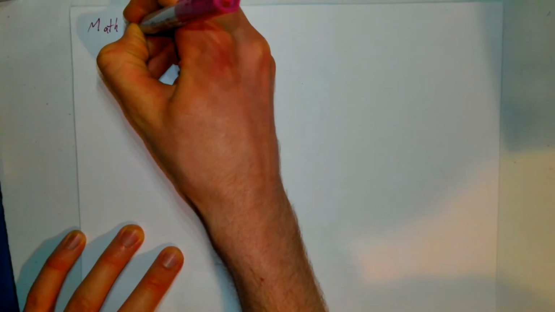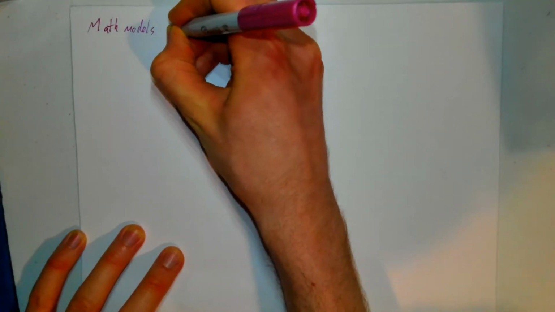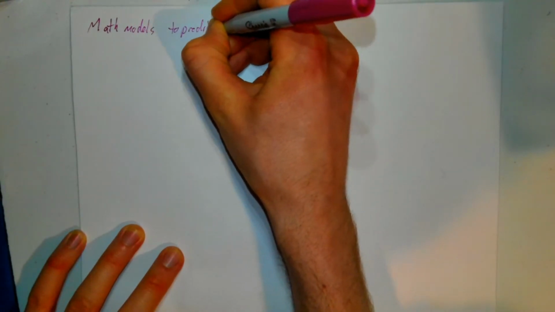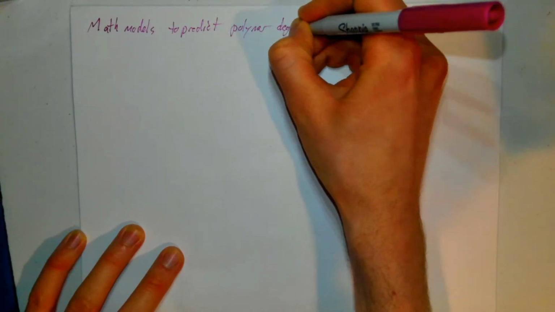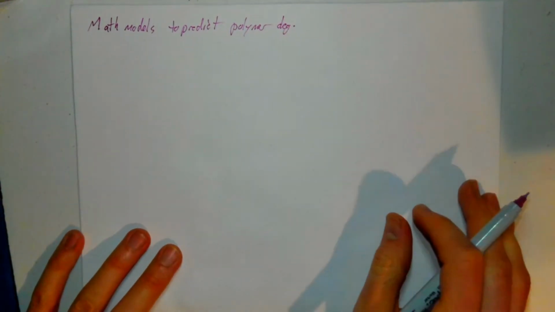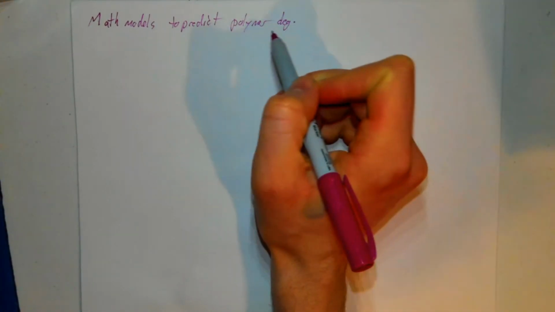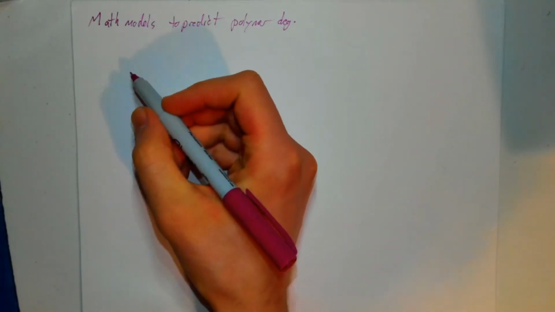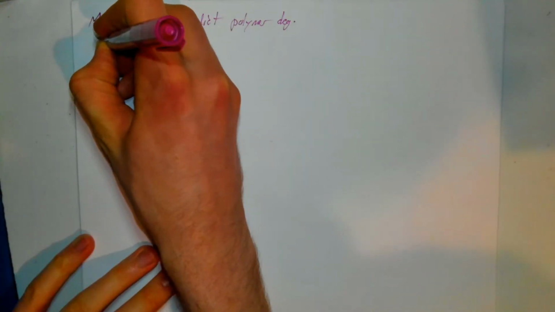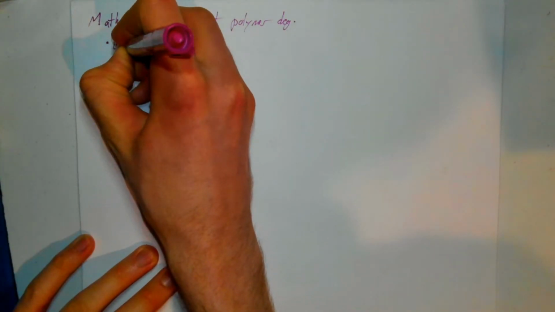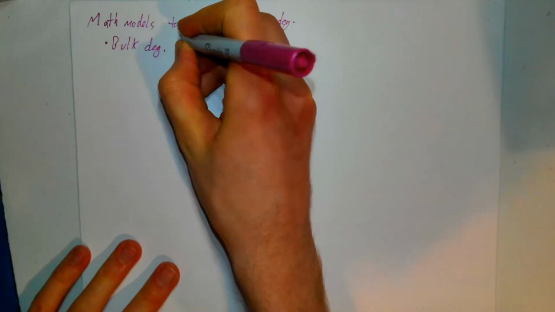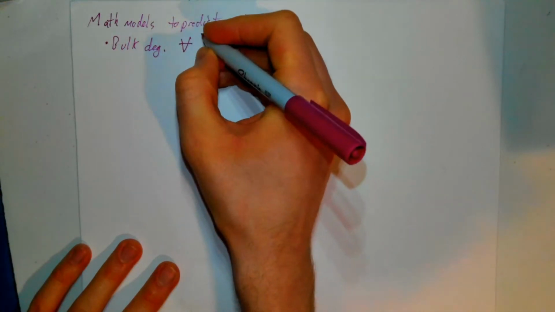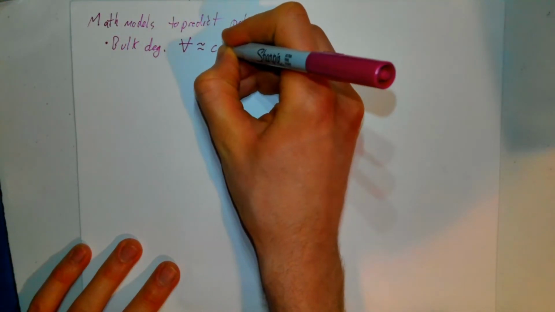So we're basically going to study mathematical models to predict polymer degradation. And we're going to do so for the 2 modes of polymer degradation that I showed at the live demo at the beginning of this class. So we're going to do so for bulk degradation, and for bulk degradation, if you remember from the previous lecture, the idea is the volume remains approximately constant.